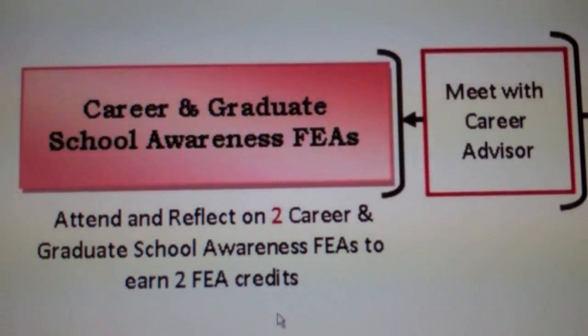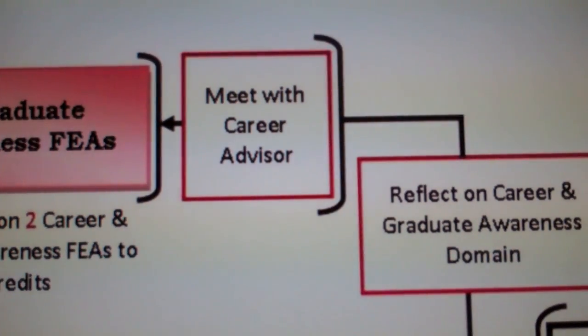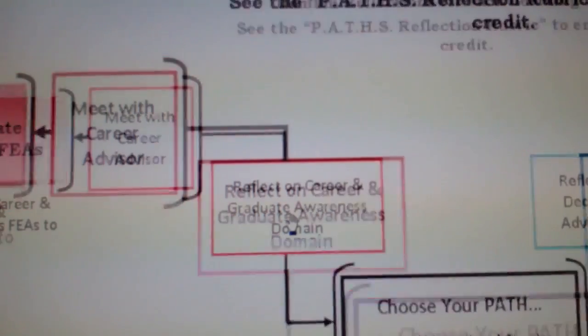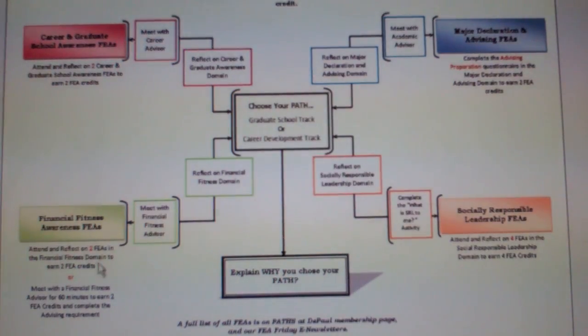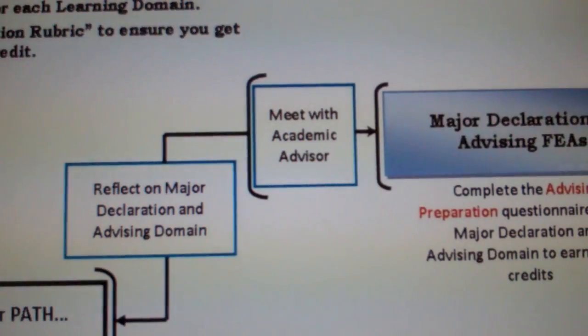So for each FEA, there's a requirement. Okay, in this case, it says complete 2 FEAs to earn 2 FEA credits. Okay, as I said before, there's also an advisor meeting requirement. All right, here it is right here, and there's also a domain reflection requirement that's right here. This is the same for all of the other learning domains. Okay, I'll go ahead and use another one as an example.